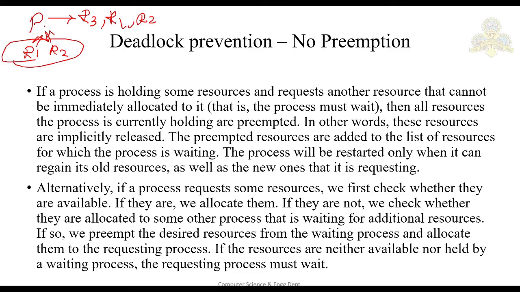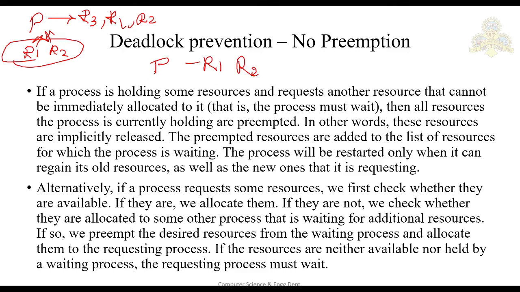So the next approach is, if a process requests some resources, first we have to check whether they are available. So if a process P is requesting R1 and R2 resources, first we have to make sure these are available. If they are available, we can allocate those resources to the process. If they are not available, then we have to check whether they are allocated to some other process that is waiting for an additional resource.